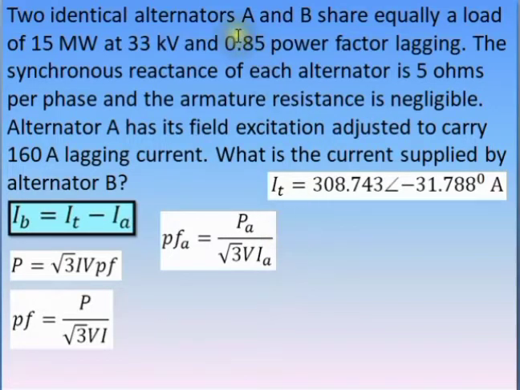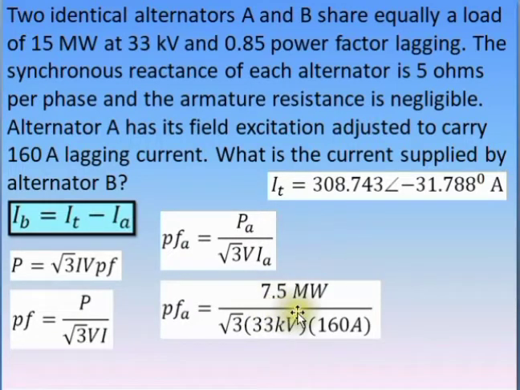Pero, meron po tayong nakalagay dito na alternators A and B share equally a load of 15 megawatts. Ibig sabihin po yan, pareho po ng load sina alternators A and B. Pareho po sila ng megawatts na load. 15 megawatts, divide po natin ito ng 2 para makuha natin yung load ng bawat generators. So that is 7.5 megawatts. I-substitute lang po natin yung mga values na yun. 7.5 megawatts, divide this by square root of 3, 33 kilovolts, and 160 amperes. Therefore, we have here 0.82.